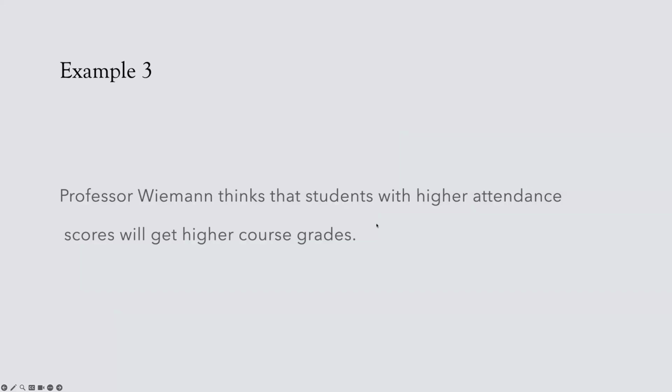Now, our third example, Professor Wyman thinks that students with higher attendance scores will get higher course grades. So in this one, again, we need to identify what our variables are. The first one is attendance scores. And because I use the word scores, that's going to be a quantitative variable. I could have measured attendance as attends most of the time or not, and that would be categorical, but we're saying higher attendance scores, we have a number. So that's our first quantitative variable.